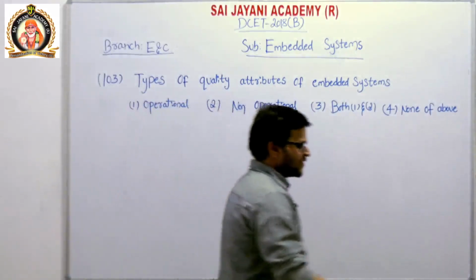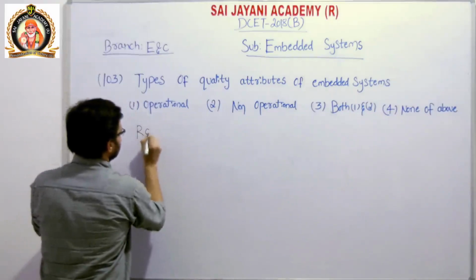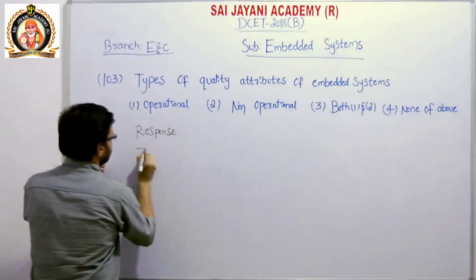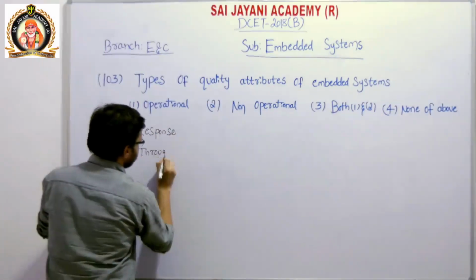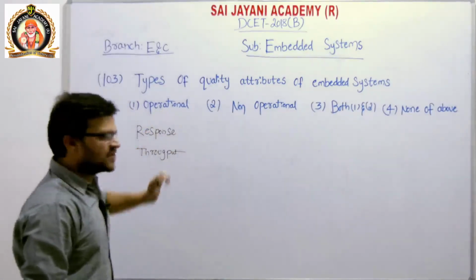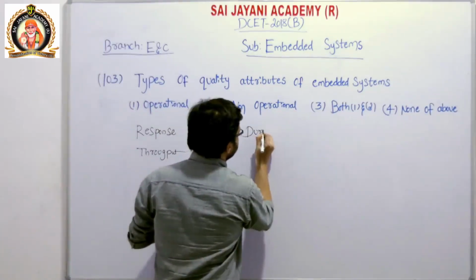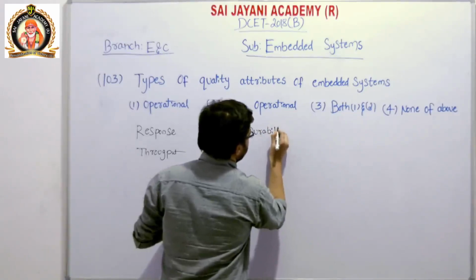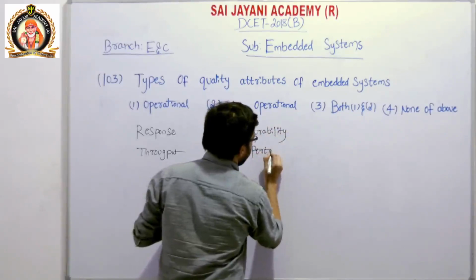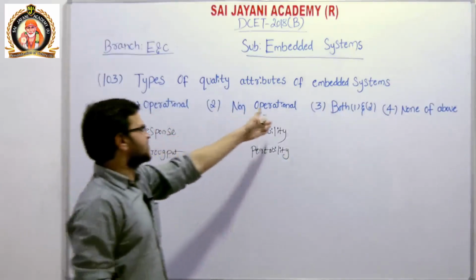For operational quality attributes, some examples are response and throughput. These are the quality attributes related to the operational type. For non-operational, we have durability and portability. These are the quality attributes for the non-operational one.